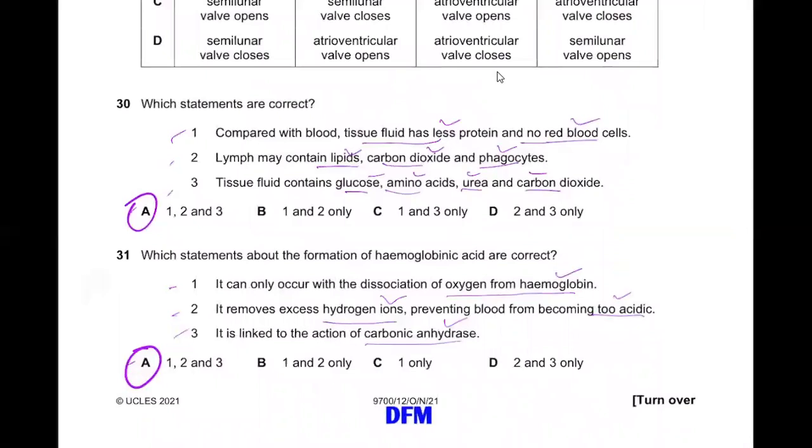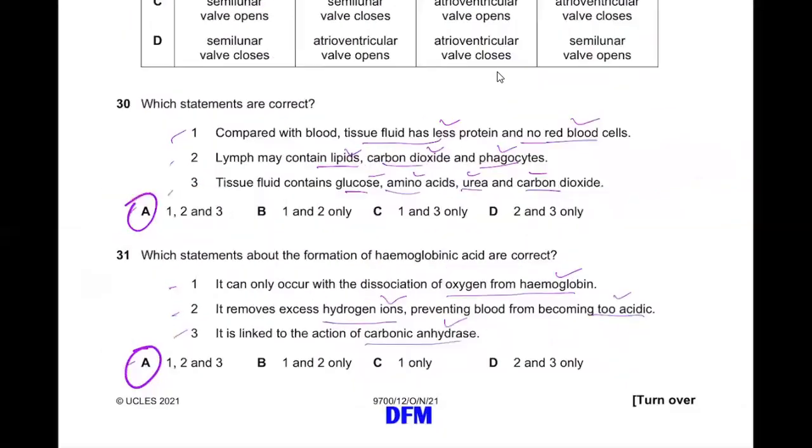Which statements are correct? Compared with blood, tissue fluid is having less protein and no red blood cells. Yes, perfect. Lymph may contain lipids. Yes, carbon dioxide, yes, triglyceride. Tissue fluid contains glucose, amino acid, urea, carbon dioxide. Yes, everything which dissolves in plasma comes out in the tissue fluid. So yes, 1, 2, 3, all are correct.